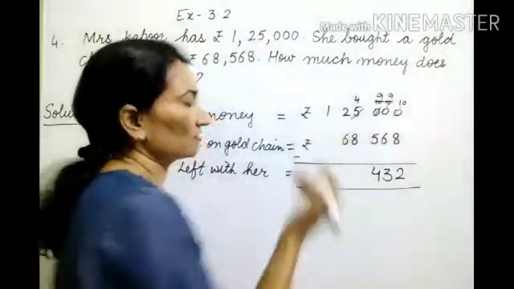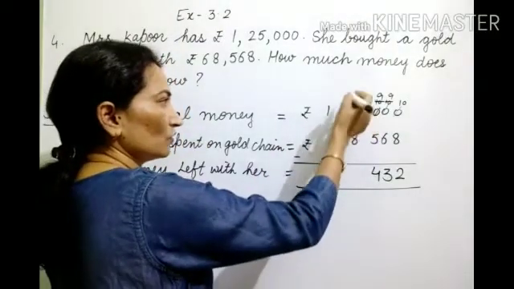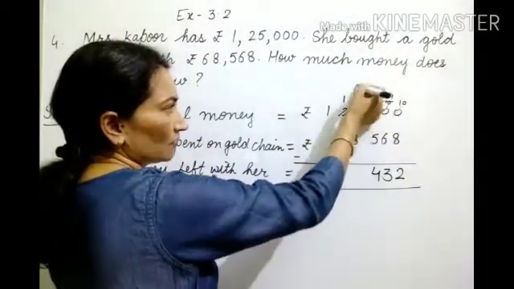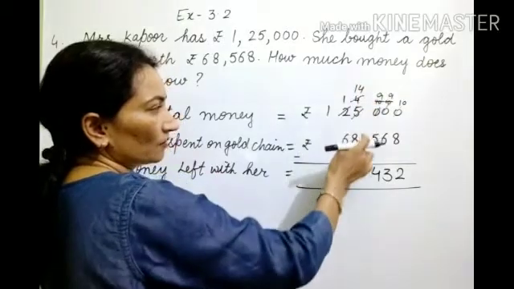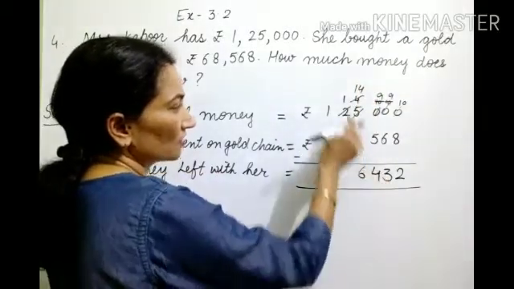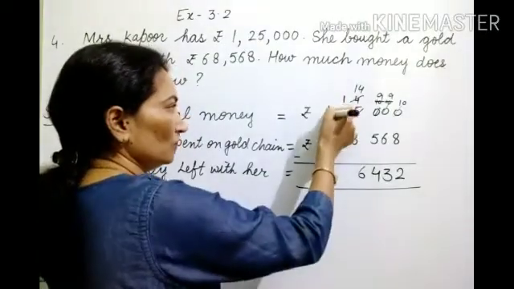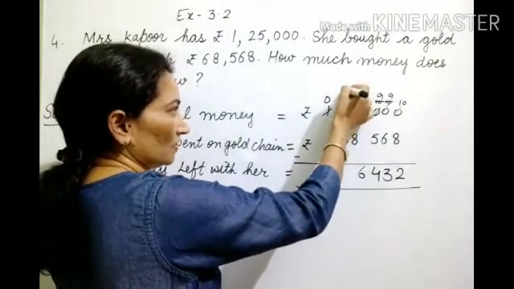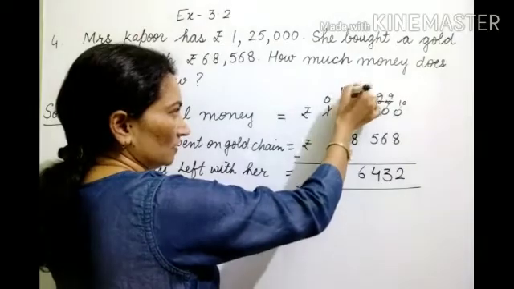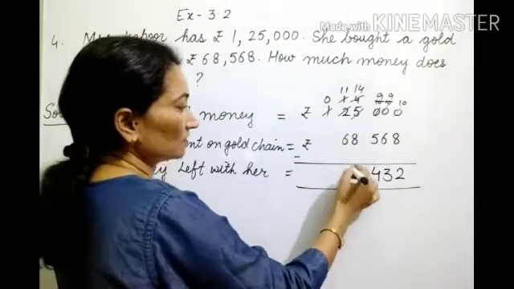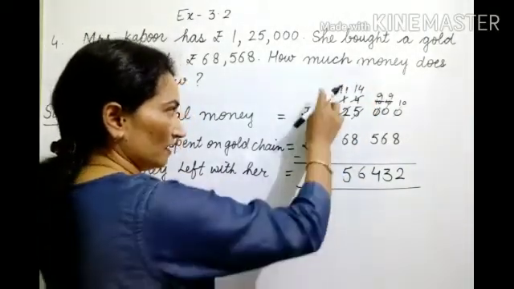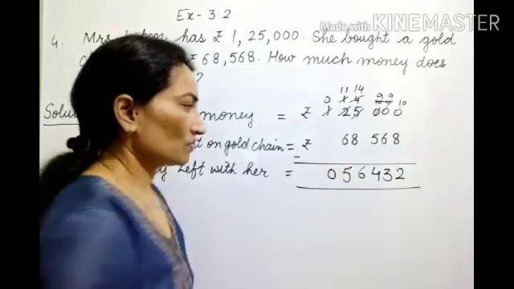4 minus 8 we cannot do, so we will take borrow. Here left 1, here becomes 14. 14 minus 8, 6. 1 minus 6, again we need to take borrow. Here left 0 and here becomes 11. Now 11 minus 6 is 5 and here in lakhs place 0 is left.